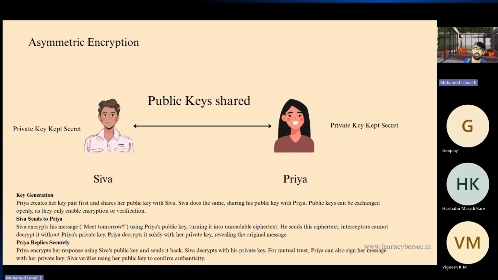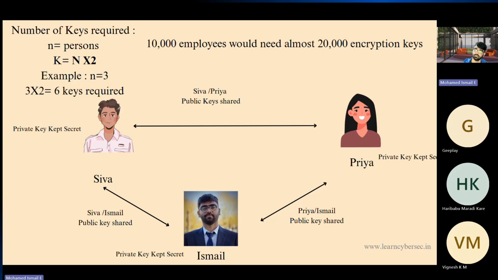So in this approach, Siva needs two keys and Priya needs two keys. Each person needs two keys. So now, add a third person.